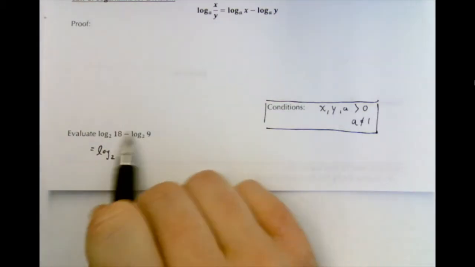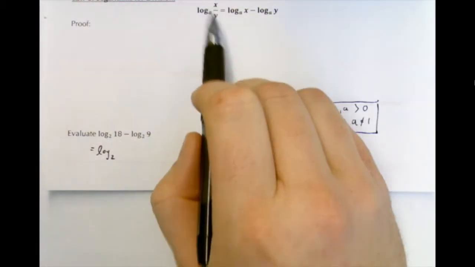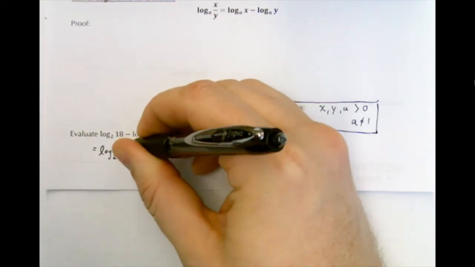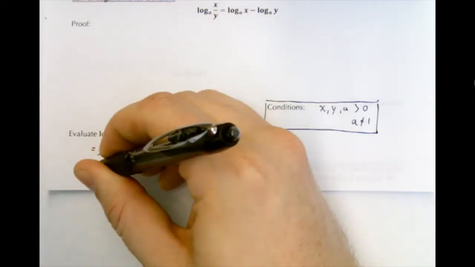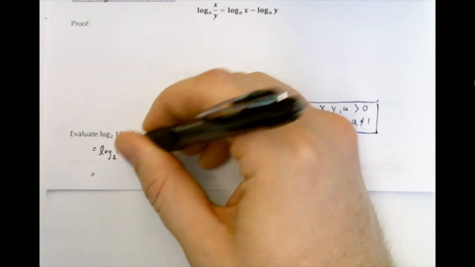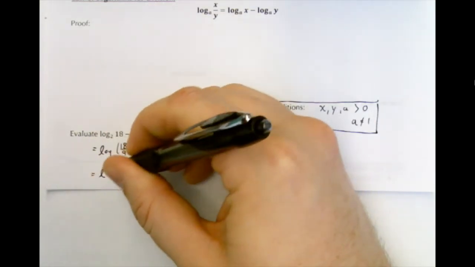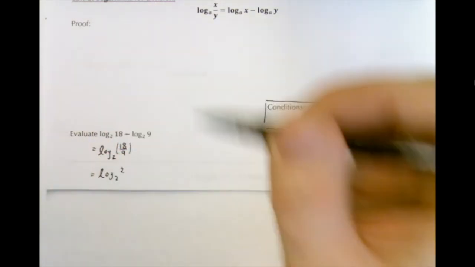Same base, so log with a base of 2. And since we're subtracting, the law of logarithms states that we should divide. So that would be 18 divided by 9. 18 divided by 9 is 2. So we have the log of 2 base 2.